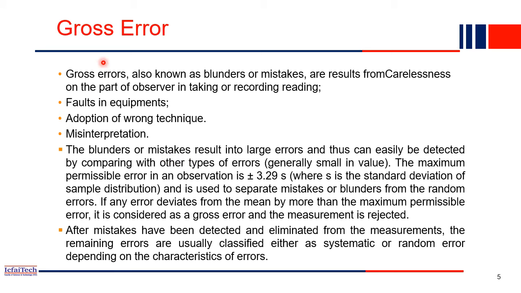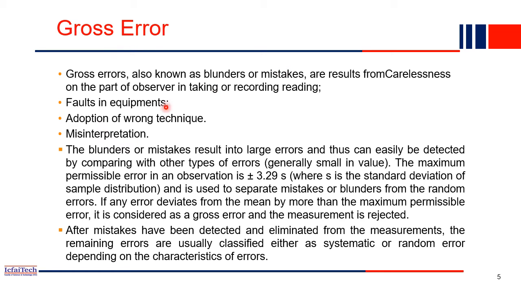Now, which one is the gross error? Gross error, also known as blunders or mistakes, results from carelessness on the part of the observer while he is taking the recordings. So gross error is basically the mistakes of the observer, who is taking the observations, and he will sometimes introduce this gross error.